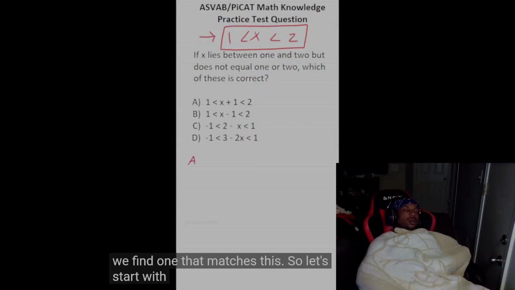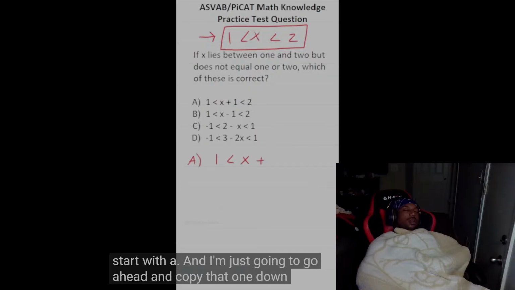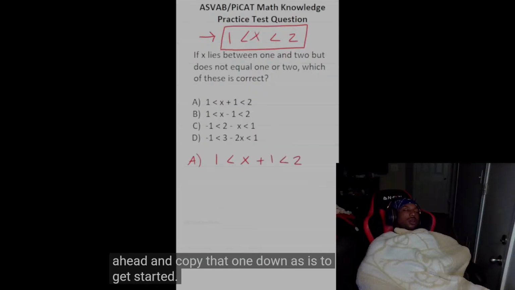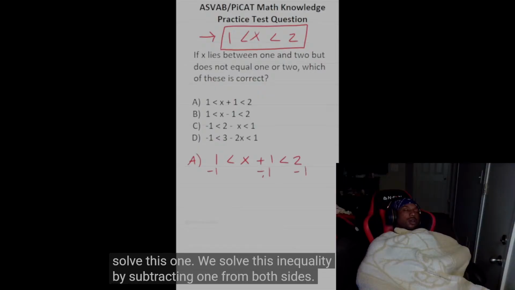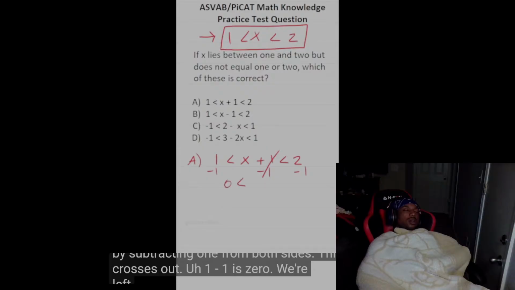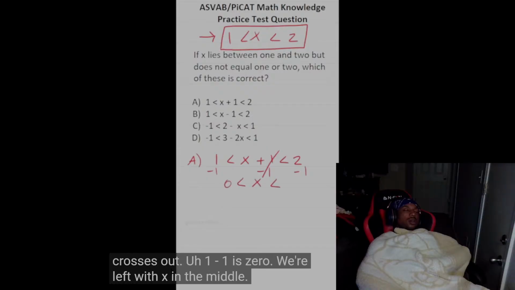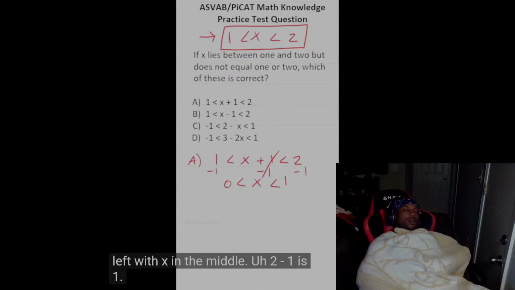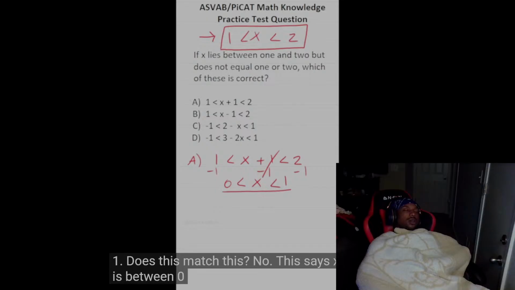So let's start with A. And I'm just going to go ahead and copy that one down as is to get started. And let's go ahead and solve this one. We solve this inequality by subtracting 1 from both sides. This crosses out. 1 minus 1 is 0. We're left with x in the middle. 2 minus 1 is 1. Does this match this? No, this says x is between 0 and 1, which is not what the question stipulated.